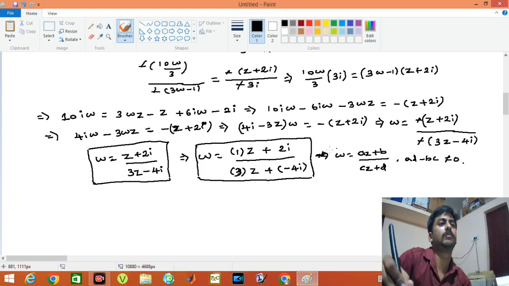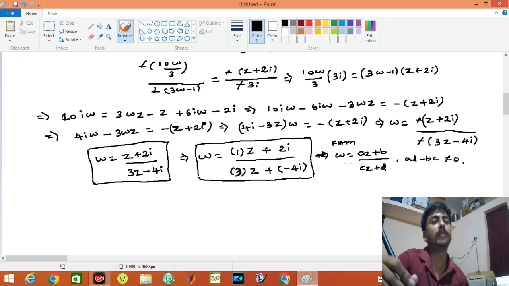It is not necessary to write all this. You can stop here and simply mention ad minus bc is not equal to 0. So what is a, that everyone knows, 1, this is d, this is b, and this is c, so that is not equal to 0. You can verify also if necessary.